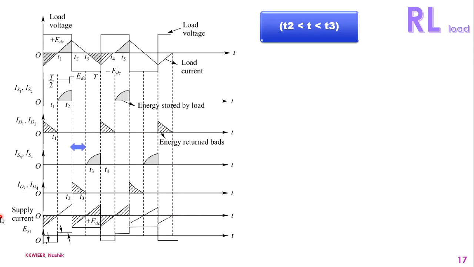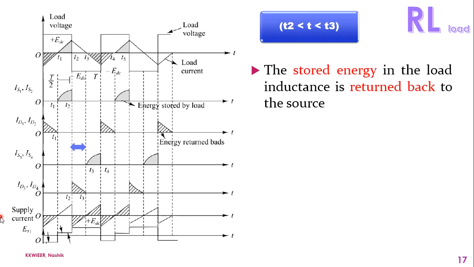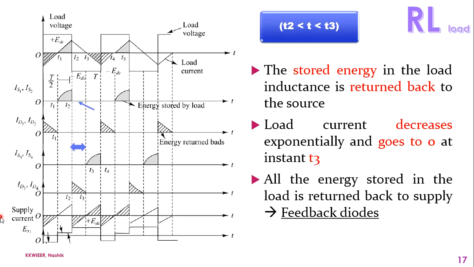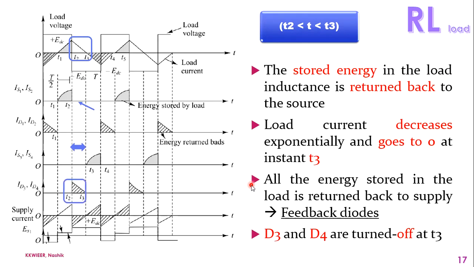For T2 to T3, the stored energy in the load inductance is returned back to the source. The load current decreases exponentially and goes to 0 at instant T3. All the energy stored in the load is returned back to the supply by the feedback diodes. So here you can see the load current decreases exponentially and goes to 0 at T3, and the energy stored in the load is returned back to the supply by the D3 and D4 diodes, which are turned off at T3. These are called feedback diodes.